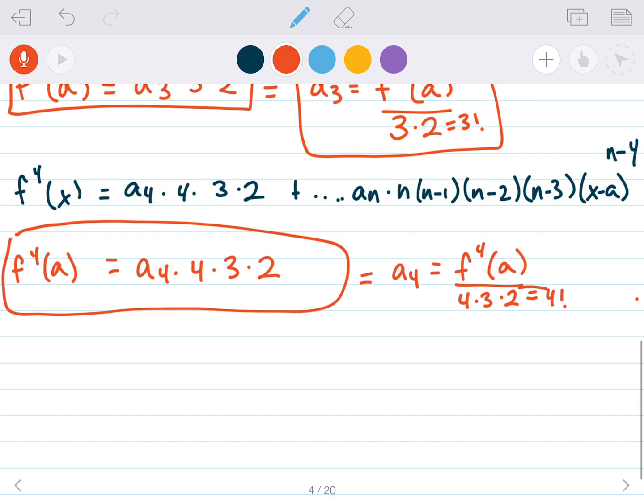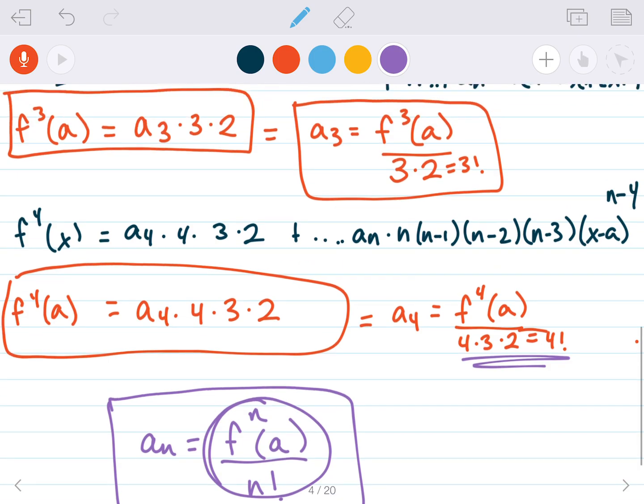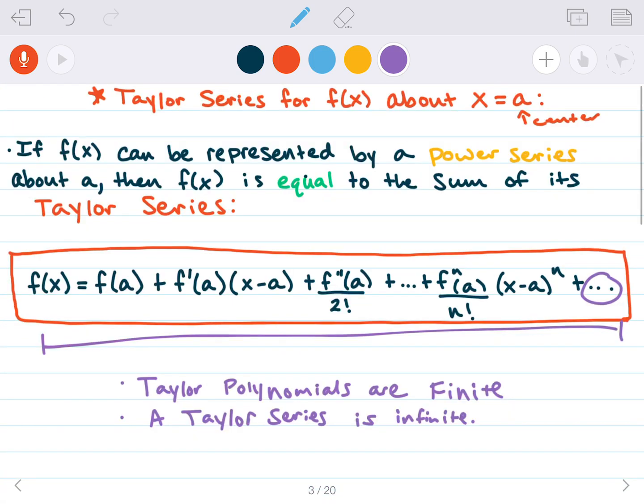So let's generalize this. What is a sub n going to be? What is my nth coefficient going to be? Well, it's going to be our nth derivative, plug in a, divided by n factorial. That's the pattern that we're recognizing here. So this is how this Taylor series comes about. It says every coefficient is going to have this form. And that's what you see right here.